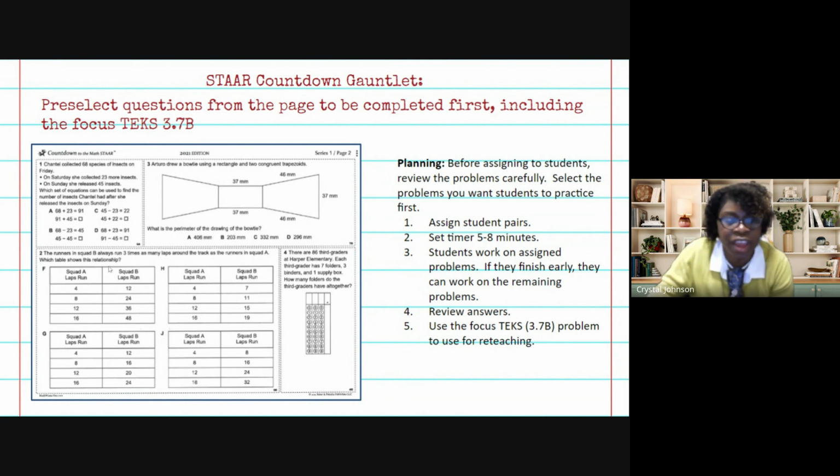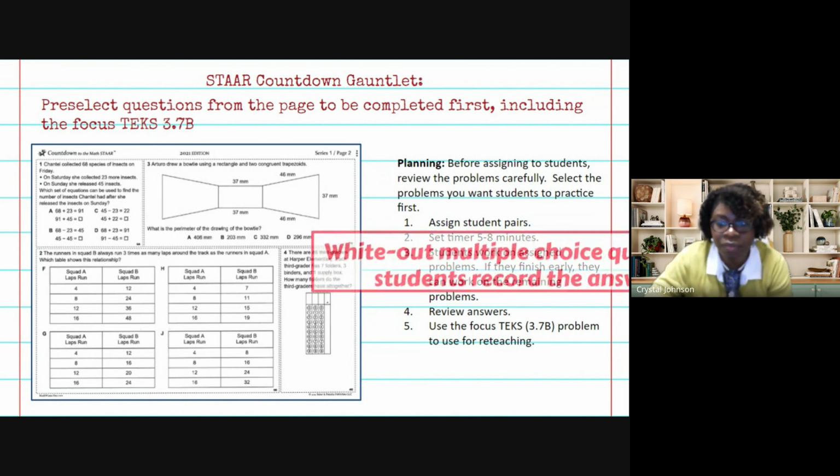Review the answers for everything that they've done, but then use the remainder of the time to go more in depth on 3.7b. You can have another example ready for them to practice the same type of problem, but do it a different way. But just be ready for your reteach. How does that reteach look using that problem from 3.7b? That's what you want to plan for your daily routines.